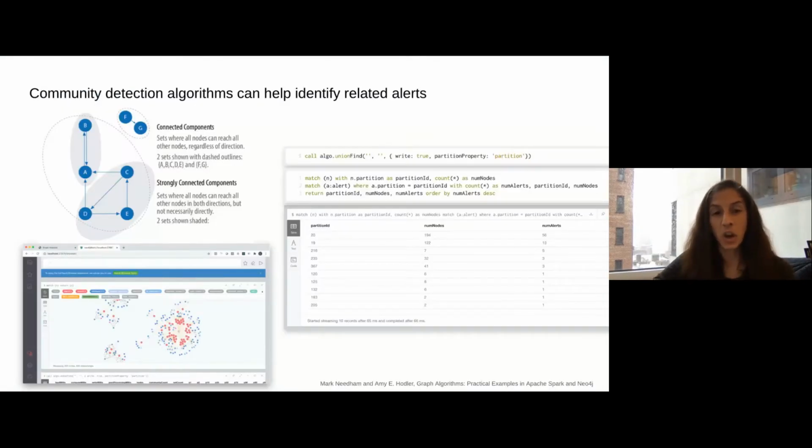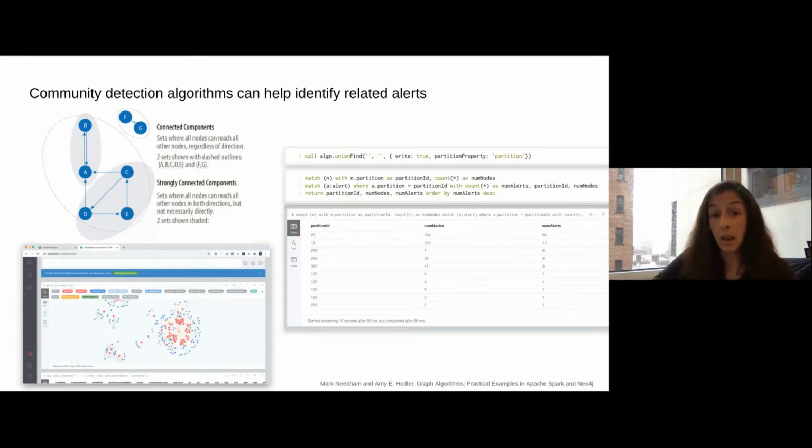As a starting point, community detection algorithms are really useful to help identify related alerts. Community detection algorithms are focused on identifying related sets or clusters of nodes that are naturally occurring within the graph, essentially a set of nodes that are more closely connected to each other than to the rest of the graph. In the cybersecurity case, a cluster of nodes is a set of related alerts that should be investigated as a single unit, as they're likely to all be pieces of evidence in the same or related attacks.